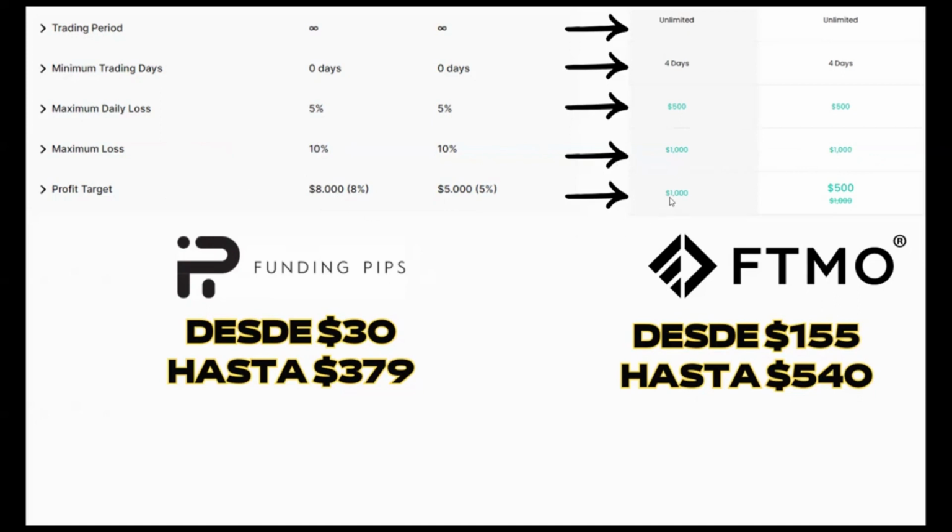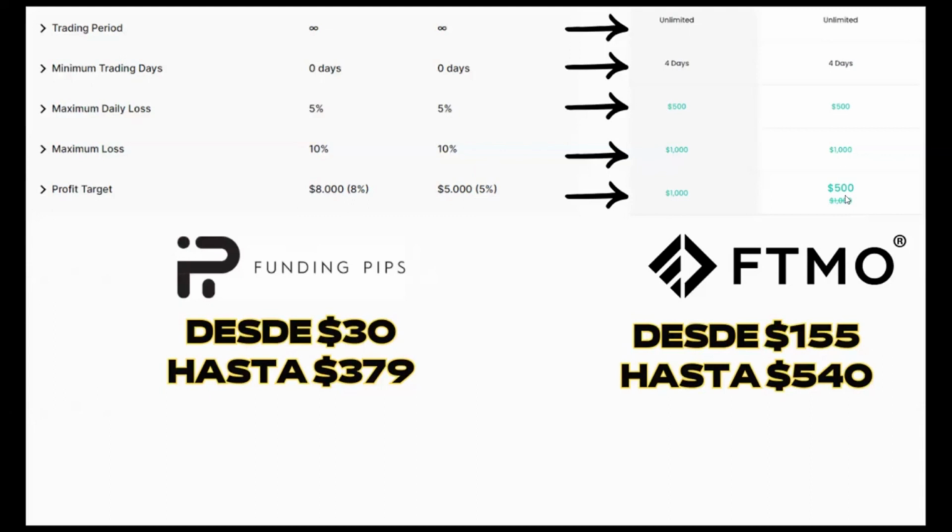Now the most important thing, which is the prices, for the Hispanic community. Because we already know that it is a bit complicated to get money for the evaluations, and this makes FUNDINGPIP a bit striking, since here we can start from $30 with the discount that I leave in the description, and a 100,000 account is $379 with the discount in the description. Without the discount the prices will vary a little.